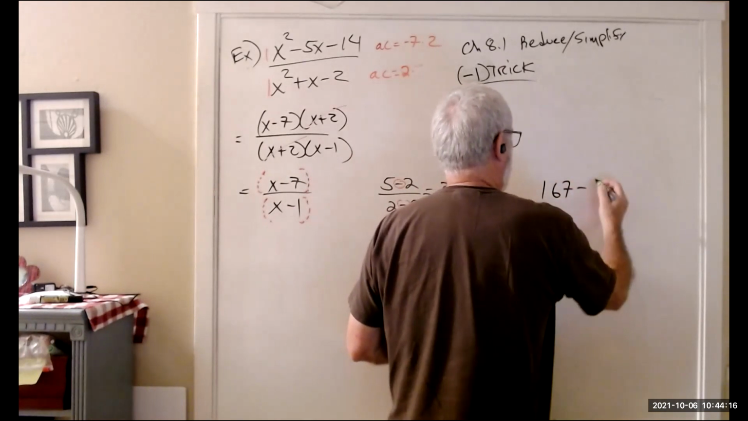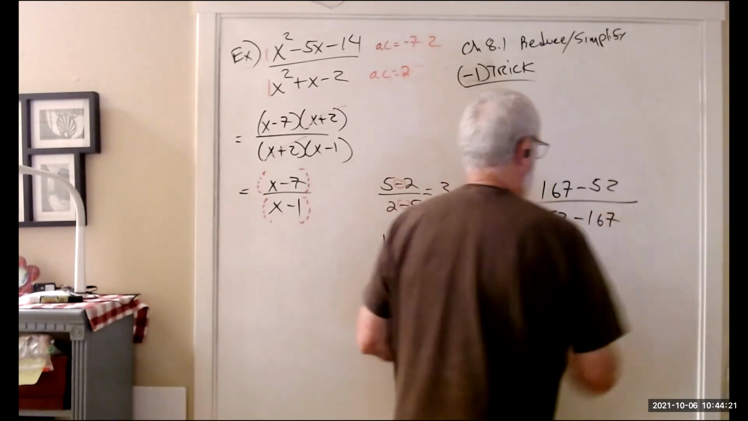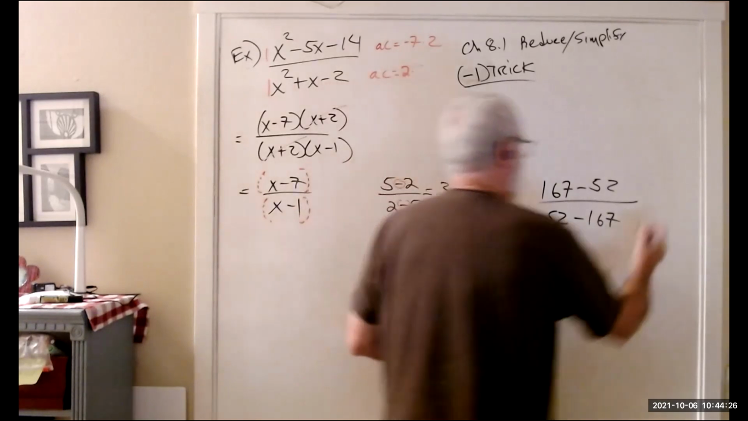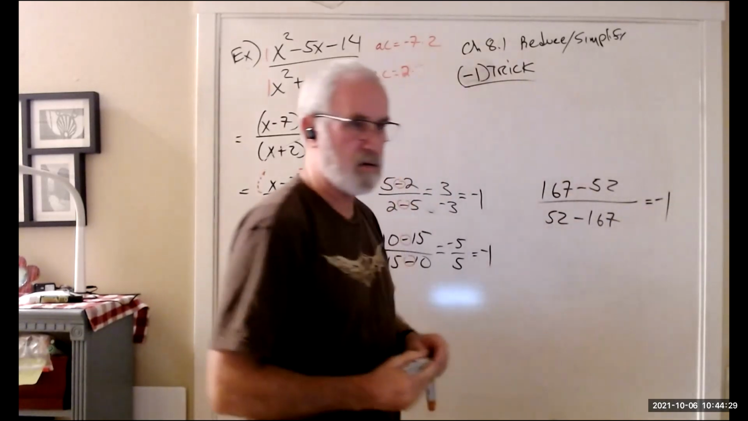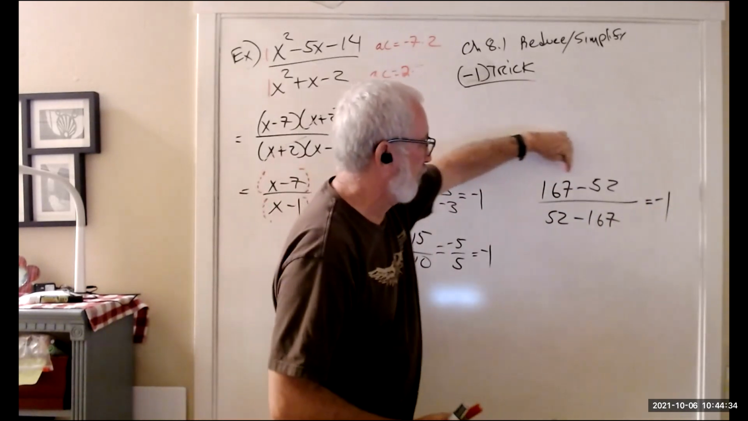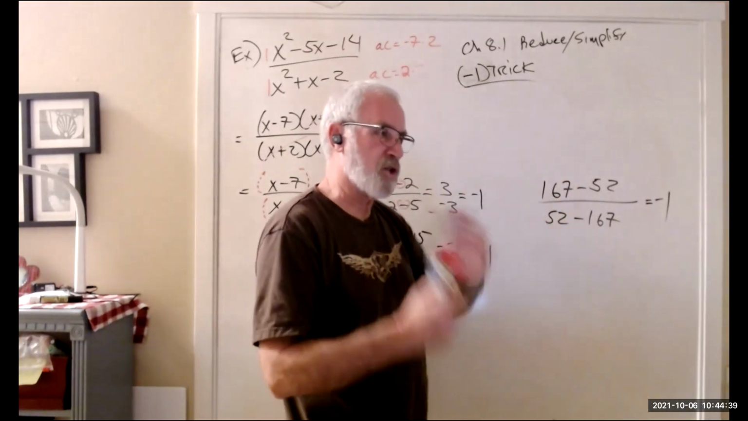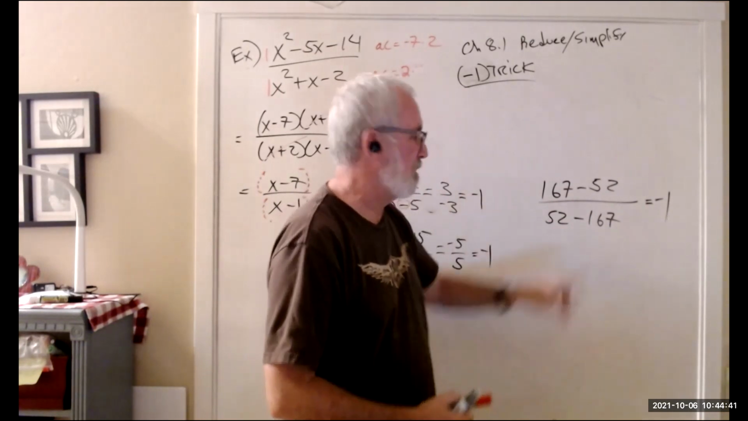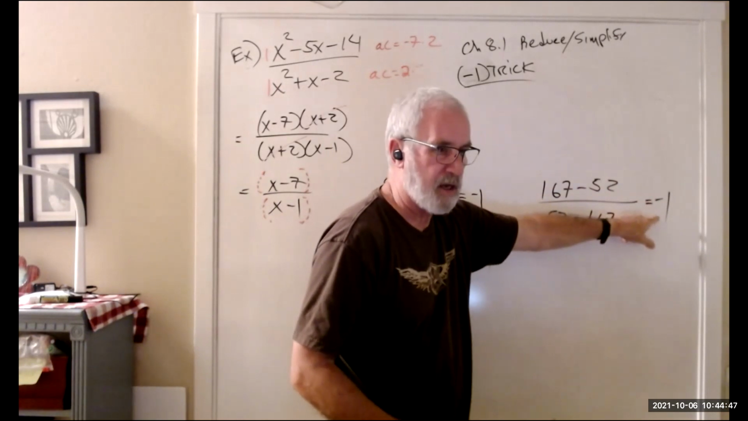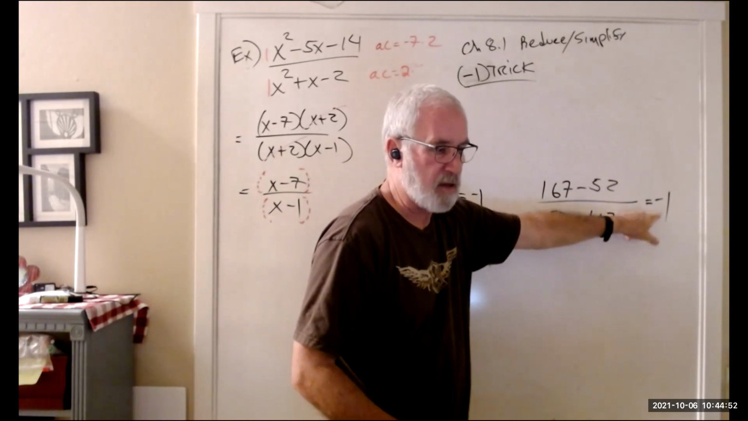So just for fun, what if I had 167 minus 52 and 52 minus 167? I just made up those numbers. But the answer is instantaneously -1. You don't have to do any work, it just is. Same numbers and subtraction, and one of them is the reverse of the other. It will always simplify to -1. Always. Okay, that's a guarantee.